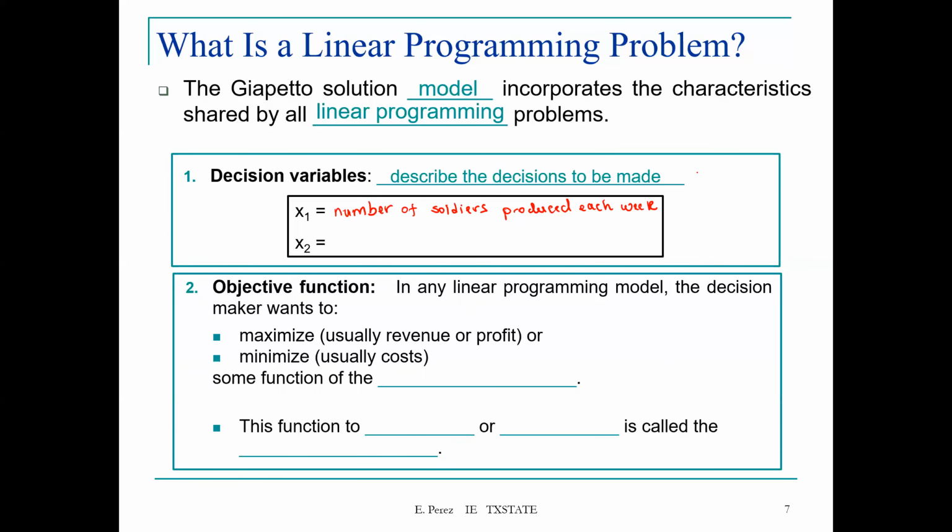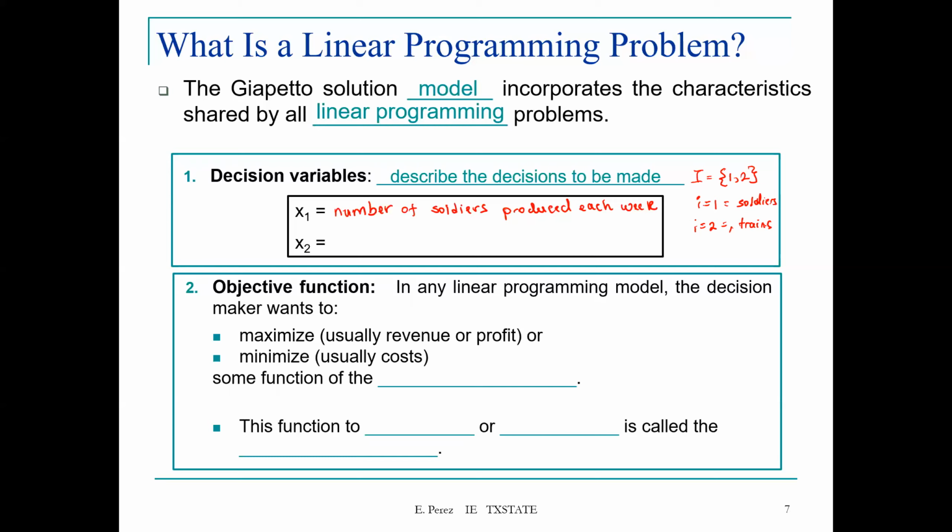In this case, I'm using an index i that has a set of 2 items in it. When i equals 1, I'm referring to soldiers, and when i equals 2, I'm referring to the trains. So X1 is the number of soldiers produced each week. I don't know what that is. I want the model to tell me, based on the information that I'm providing.